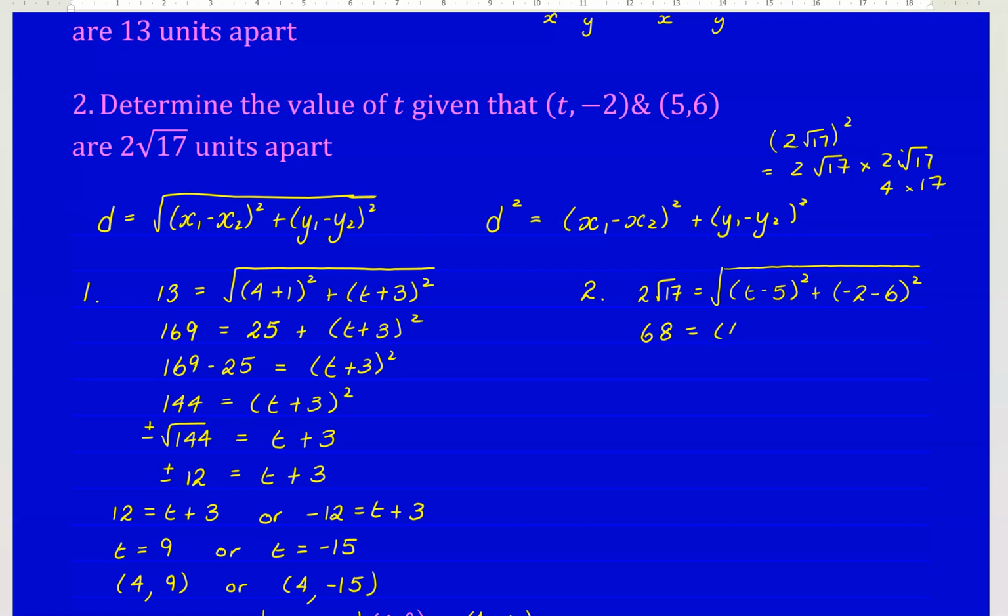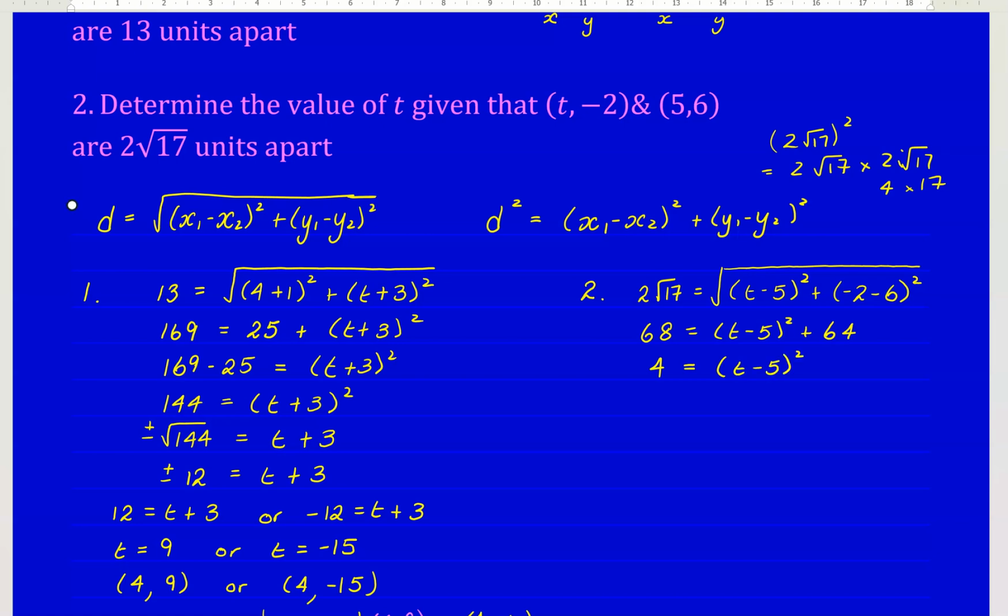That's gone. We're still left with t take 5. And minus 2 take 6 is minus 8. Minus 8 squared is 64. So please save my mental health and don't tell me that minus 8 squared is minus 64. Right? Put it into your calculator properly. Now, 68 take 64, we get 4. Remember, we're refraining from having to expand. We don't want to do that.